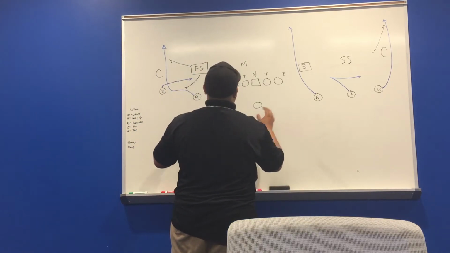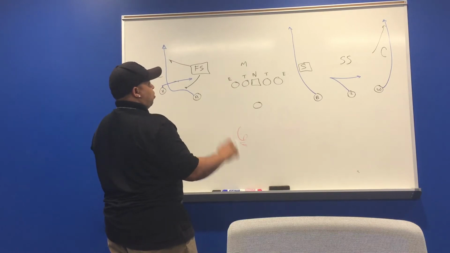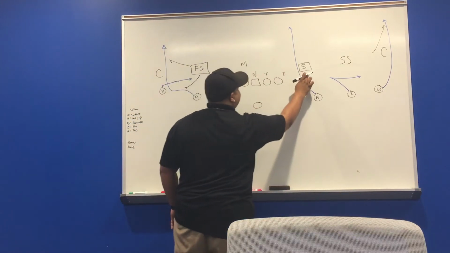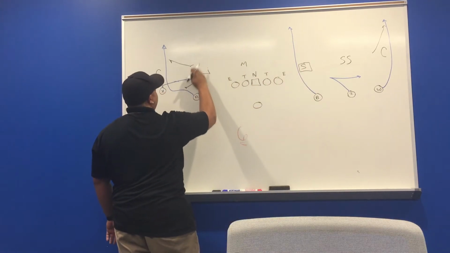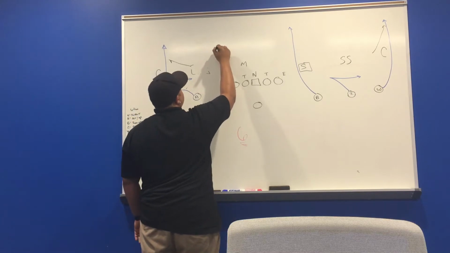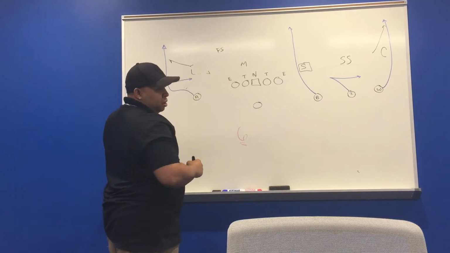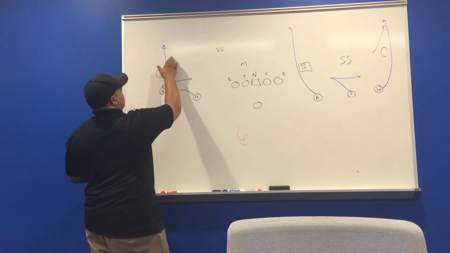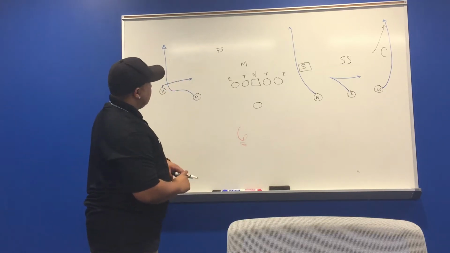Like I said, we can get a bunch of different looks, but quarterback, your primary reads are going to be the interior defenders. And if there is no free safety down there, then your read becomes the corner. So again, you have to identify who your read is depending on their alignment.